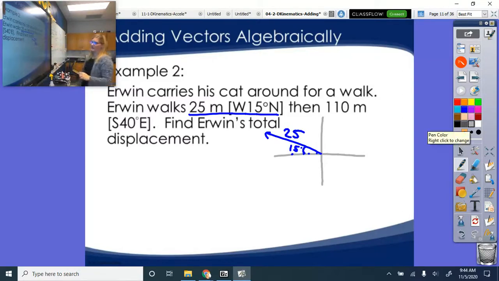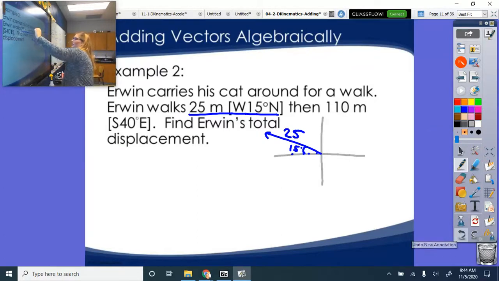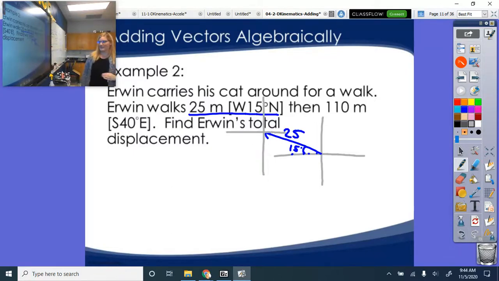Then I'm going to set up a second compass rose. And its origin is going to be right where that line ended, because that's where my next line is going to begin. And he's heading 110 meters south, 40 degrees east. Now we don't have to draw this out perfectly lengthwise, making sure it's all measured correctly. But we do need to have a really great approximation of how long this line should be. Otherwise, we're going to get completely thrown off. So this 110 meters is going to be about 4 times as long as that 25 meter line.